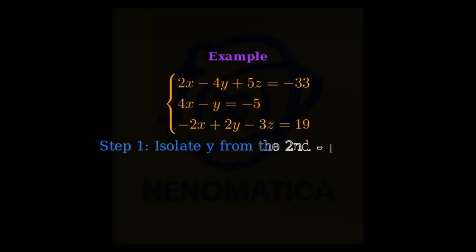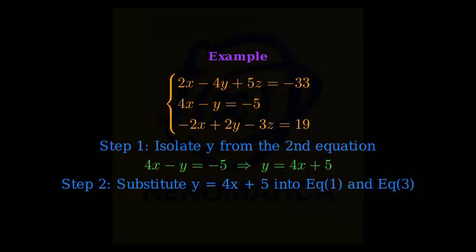Step 1. From the second equation, we isolate y. 4x minus y equals negative 5, so y equals 4x plus 5. Step 2. Substitute y equals 4x plus 5 into the first and third equations. Then simplify exactly as shown.